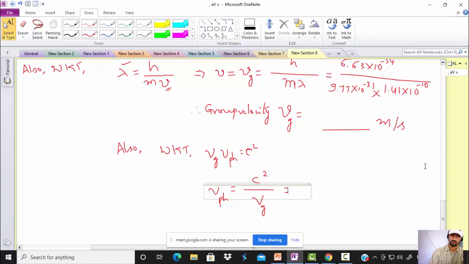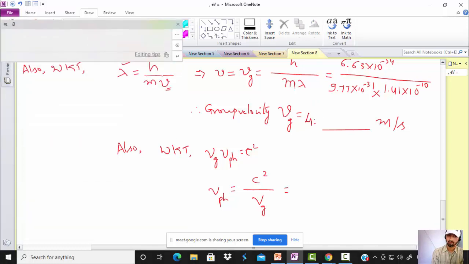How much is the group velocity Vg? 0.481 into 10 raised to 7. Okay, usually let us express that as 4 point something. Tell me 4 point. 81. 81 into 10 power 6. Correct, no? It's around 4.8 into 10 power 6 meter per second. You might be having some different next digits, need not worry. Around 4.8 into 10 power 6.